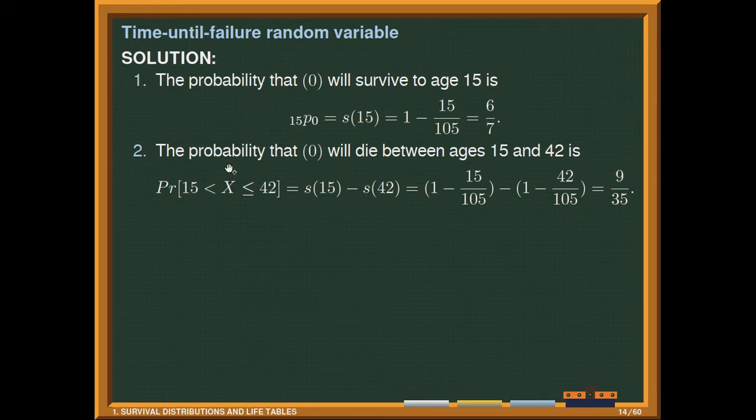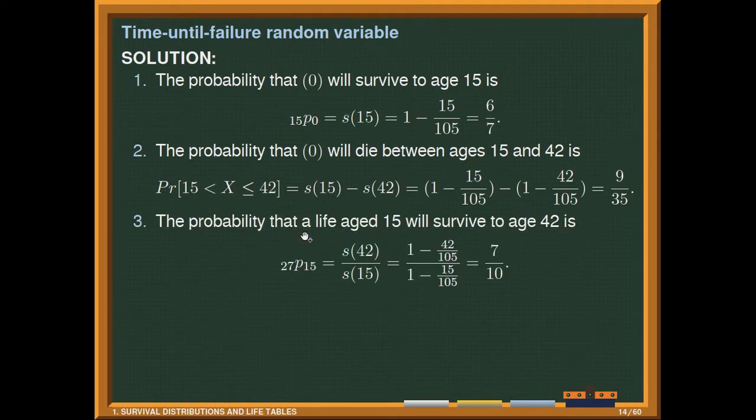And then the next, number 2, we want to get the probability that a newborn will die between ages 15 and 42. So we're looking for a probability associated with the random variable x, because what we're given is a newborn. So we want to get the probability that capital X is greater than 15 and less than or equal to 42. In terms of the survival function of x, that's s of 15 minus s of 42. By direct substitution, that gives us 9 over 35 as a result.